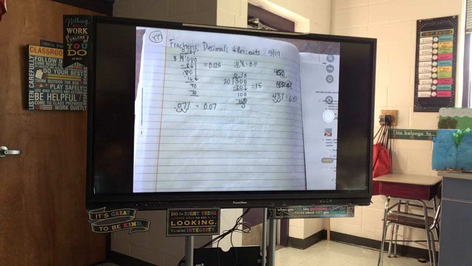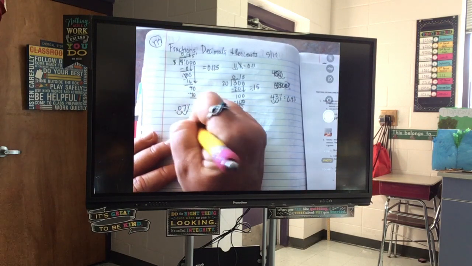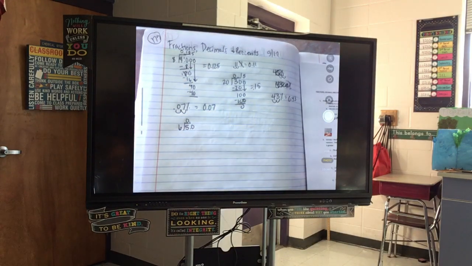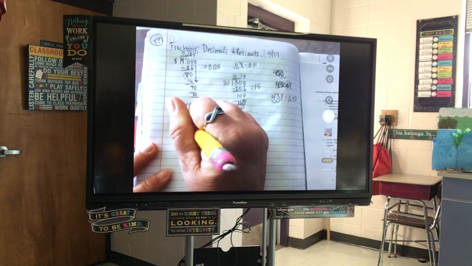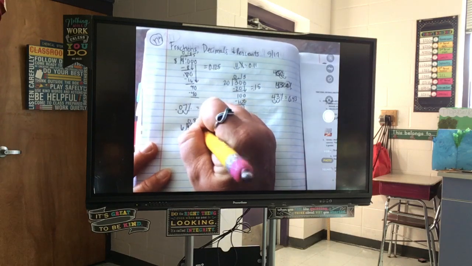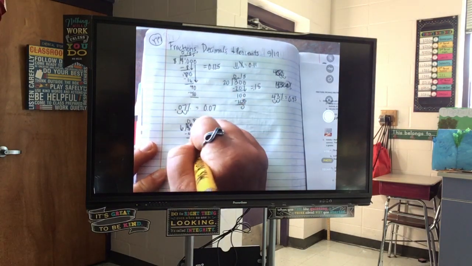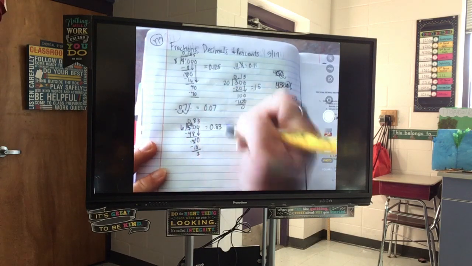Someone new. Cam? So I'm gonna do 5 divided by 6. How many times does 6 go into 50? Someone new. 8 times. How many times does 6 go into 20? 3 times. And this is going to be a repeating decimal, so this is just 0.8333.